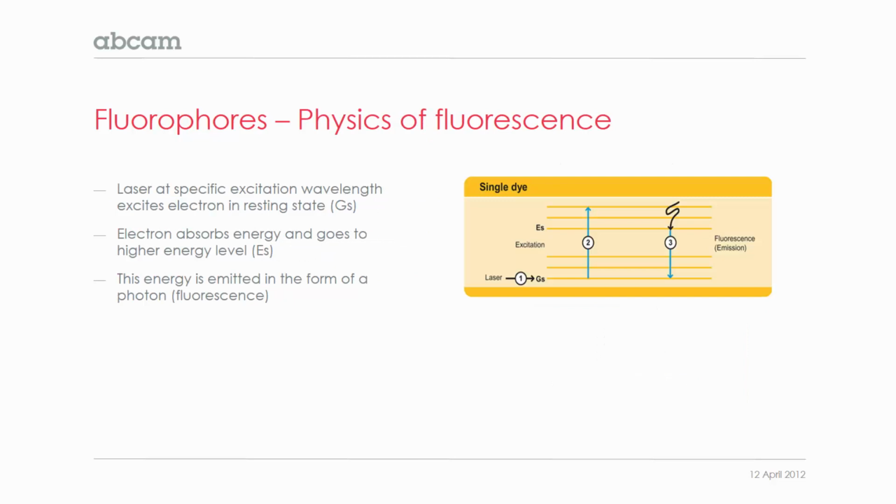So how does that work? If you have a laser at that specific excitation wavelength, it will hit an electron that's in resting state within the fluorochrome. That electron absorbs the energy from that photon and jumps up to a higher energy level state. It can't keep up that energy level state, and eventually, and quite quickly, that electron will lose the energy and drop back down to its resting state. In doing that, it releases any excess energy in the form of a photon, and that is fluorescence. That is what you are detecting.